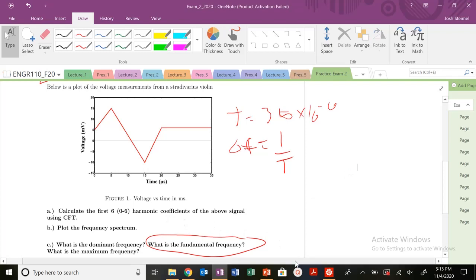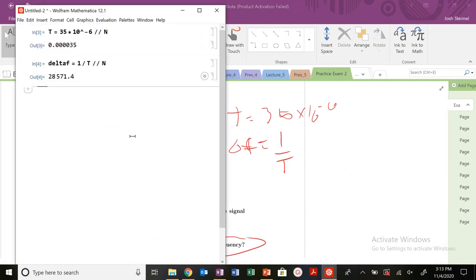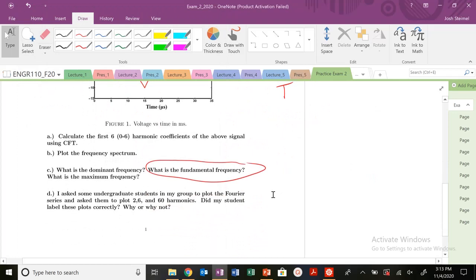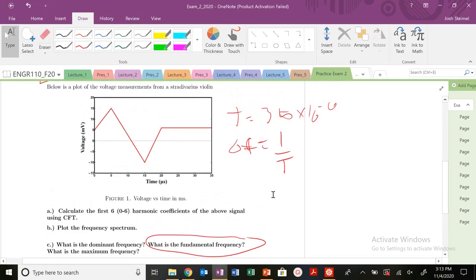We are asked to calculate the first 6 harmonics, including our nil frequency. So we know that 6 times delta f will be my maximum frequency, so that's my f max. And dominant frequency we're going to have to figure out. So I've already answered most of this question. So let's go ahead and figure out and plot the first 6 harmonic coefficients and figure out our frequency spectrum.